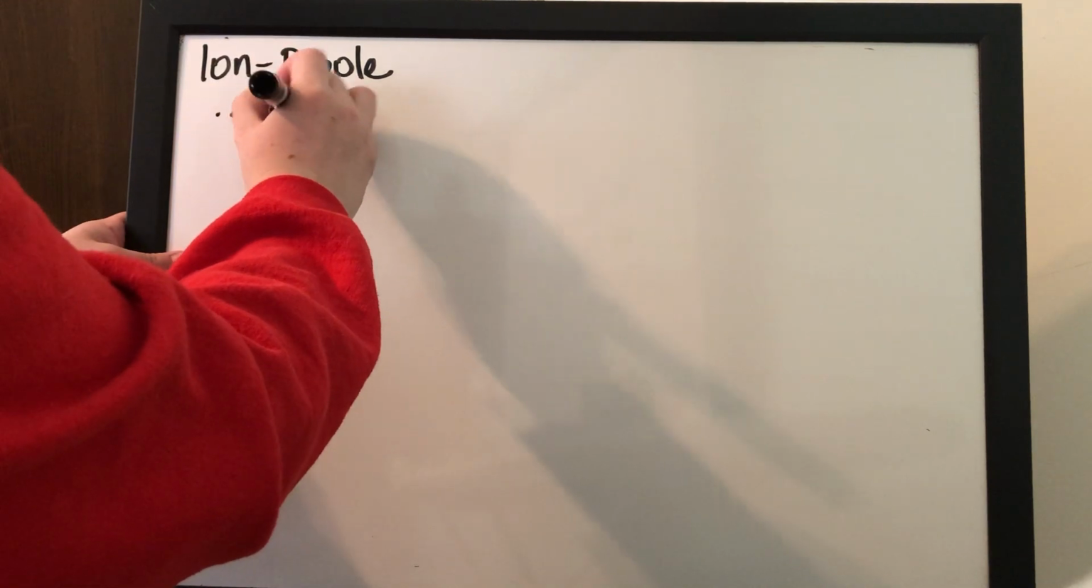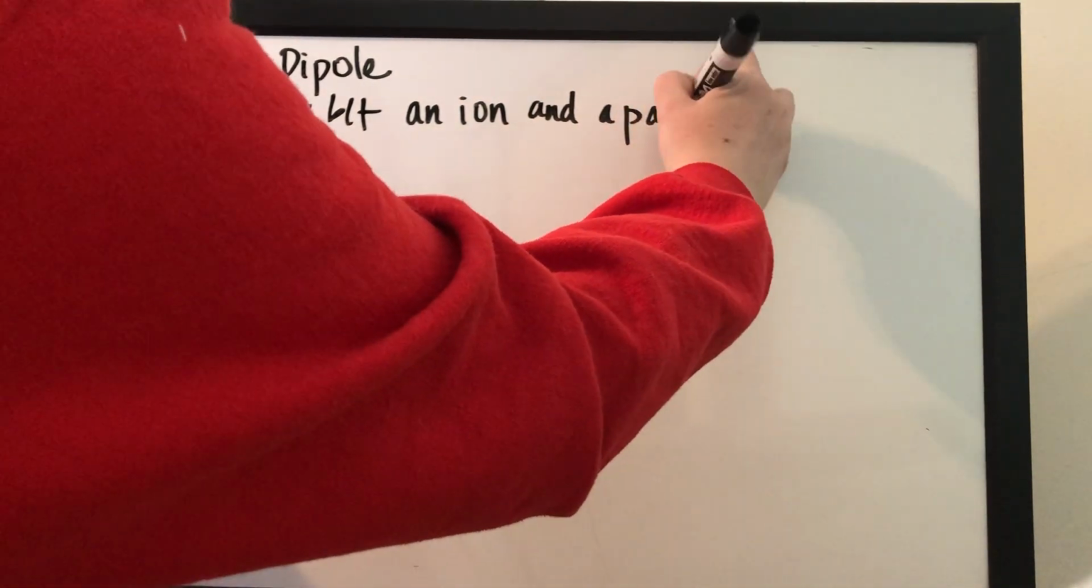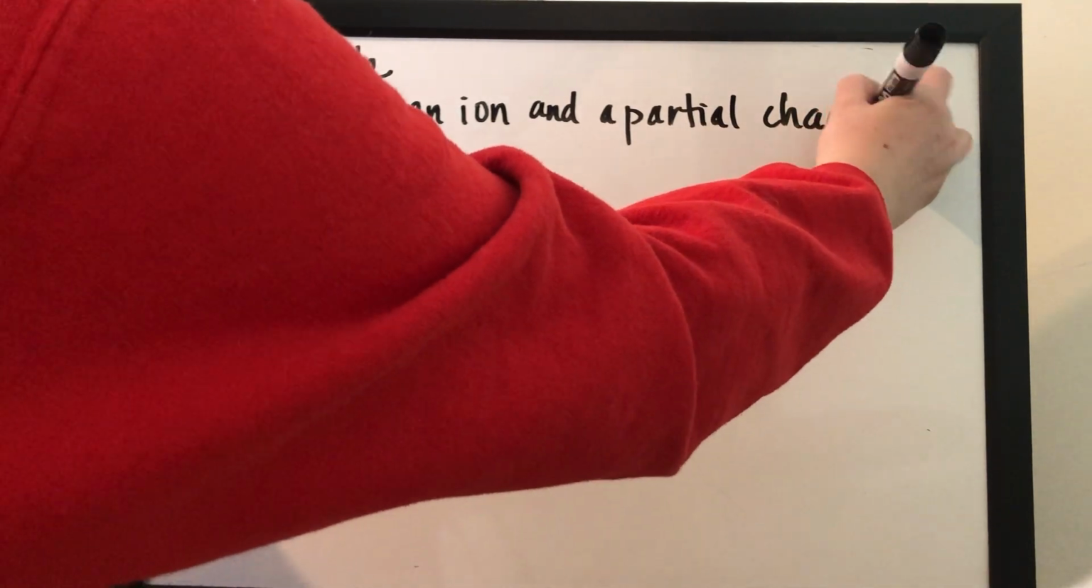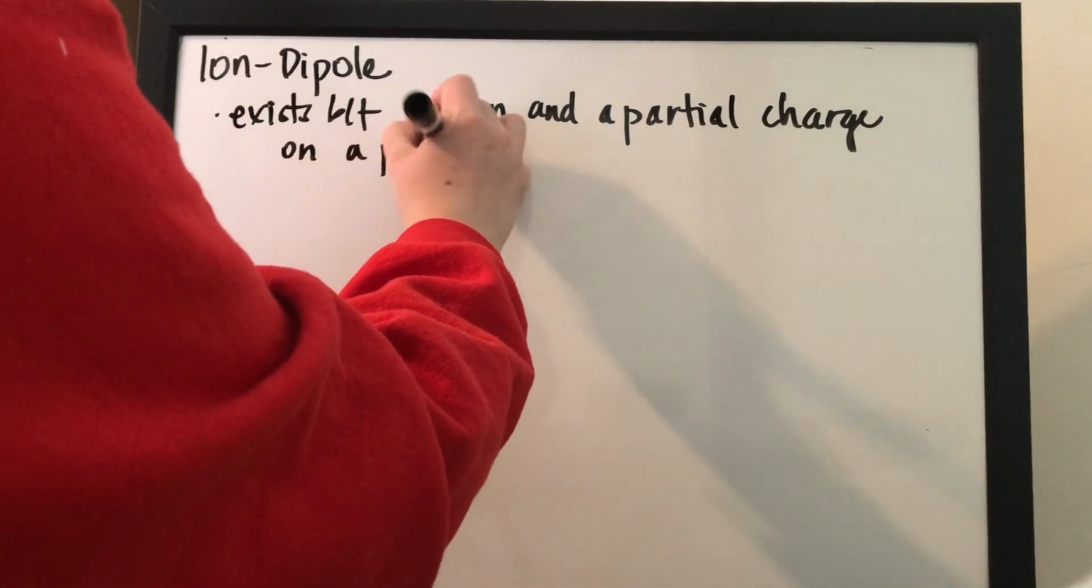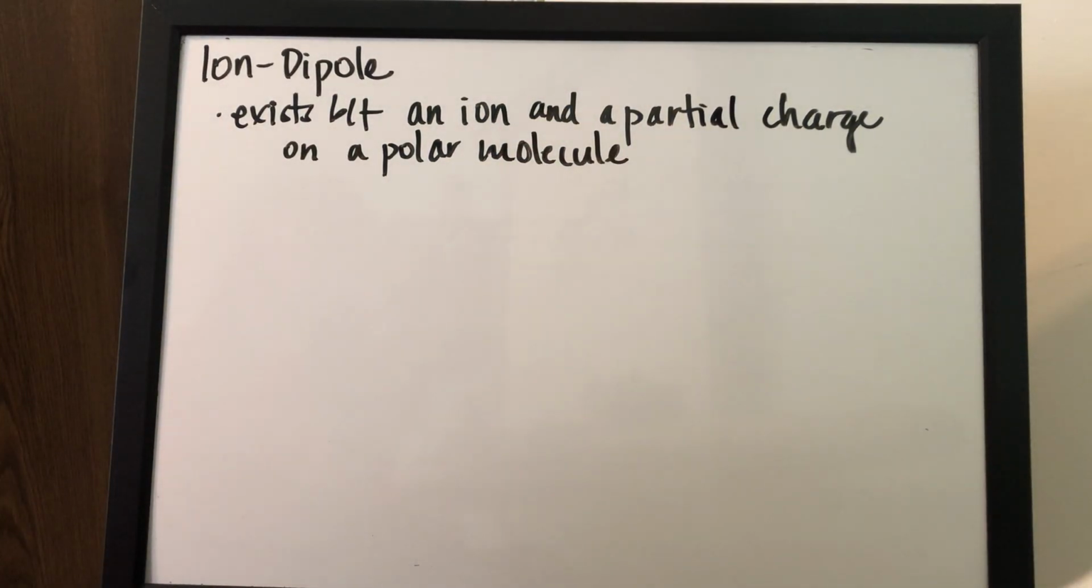And you might suspect that an ion dipole intermolecular force deals with an ion and something that has a dipole. Okay, so it exists between an ion and a partial charge on a polar molecule. So ion dipole forces exist between an ion and a partial charge on a polar molecule. Remember that a partial charge can be considered a dipole, and that's where that's going to come into play.